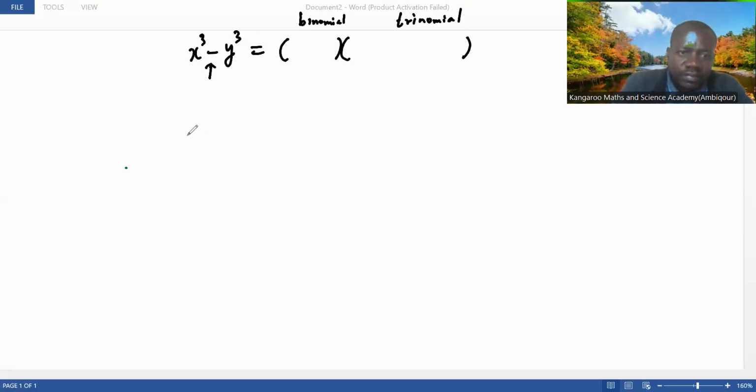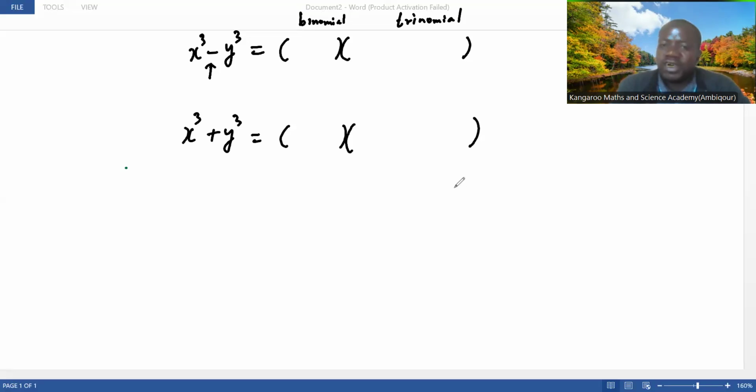Let me also do this. x cubed plus y cubed. Same applies, binomial and trinomial. How do you do this? Straightforward. You look at this. First, you have the x and the y. If the sign is negative, you just put the negative there. Here, you just put the x and the y. If the sign is positive, you just put the sign as positive there. So this one and the sign are always the same.